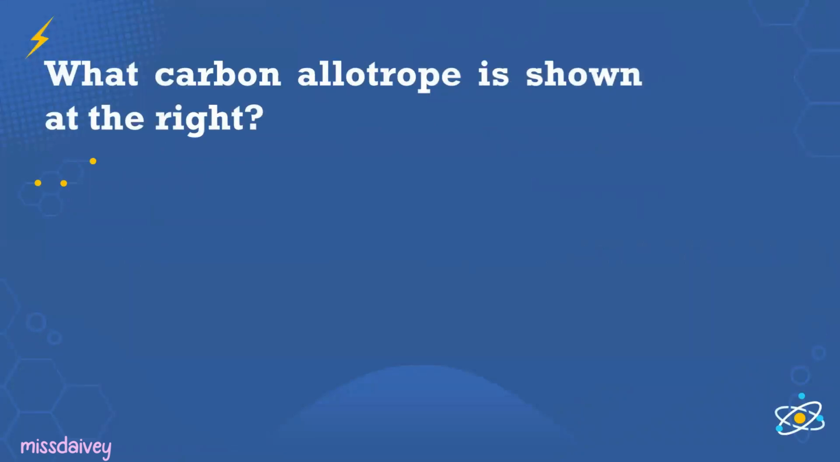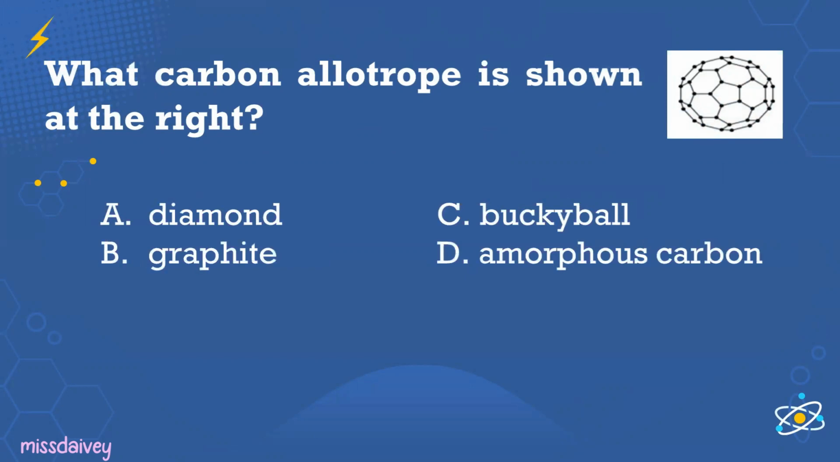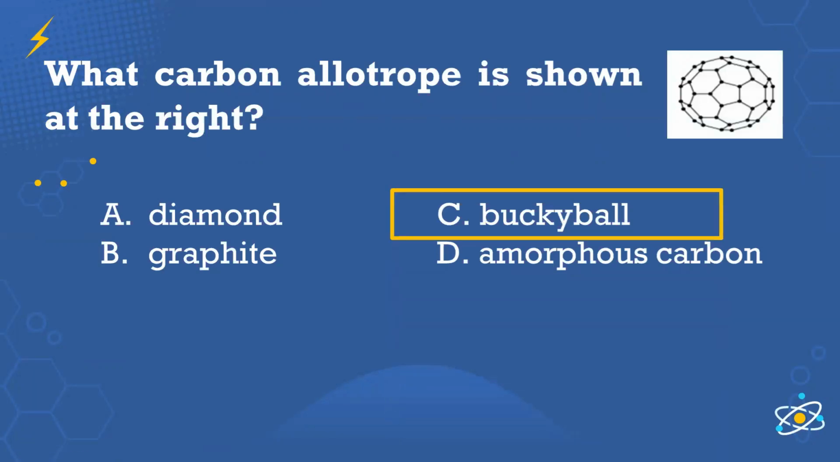What carbon allotrope is shown at the right? A. Diamond, B. Graphite, C. Buckyball, or D. Amorphous carbon? The answer is C. Buckyball.